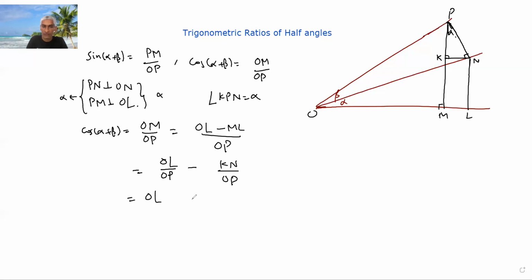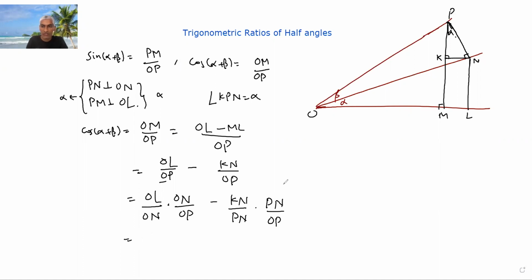Now here, OL by OP, this ratio I multiply with ON and divide with ON. So I am writing this as OL by ON into ON by OP. So finally, cancelling ON, it will be OL by OP only. Similarly, KN by OP I am writing as KN by PN into PN by OP. Means I have multiplied and divided with the term PN.